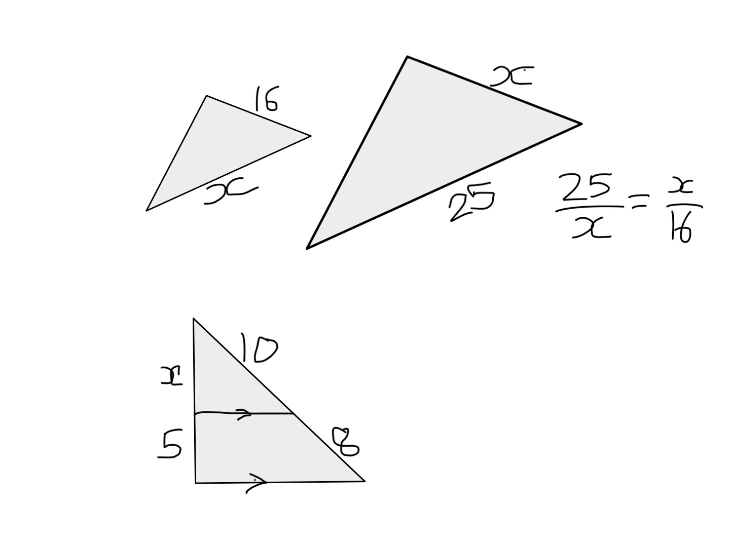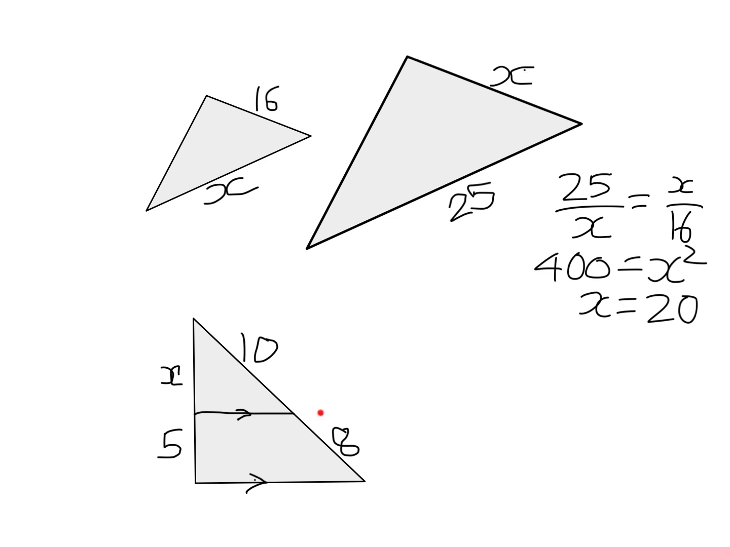What we do is cross multiply. 25 times 16, x times x. So 25 times 16 is 400, x times x is x squared, and then we just square root. So x is equal to 20, because 25 over 20 is 1.25, 20 over 16 is 1.25.